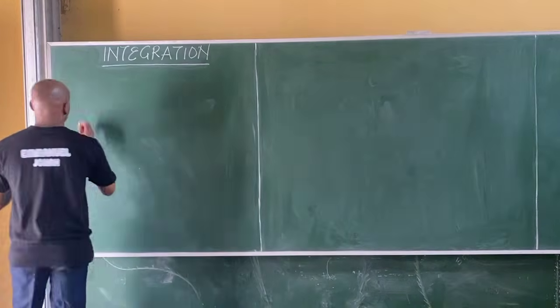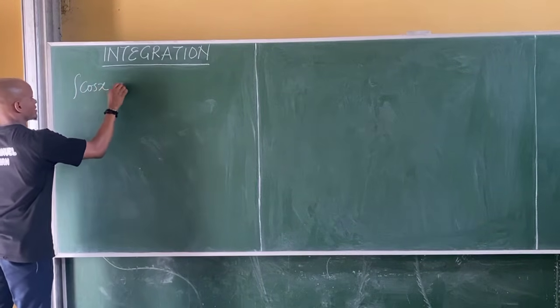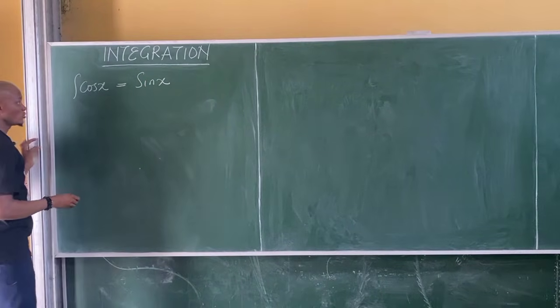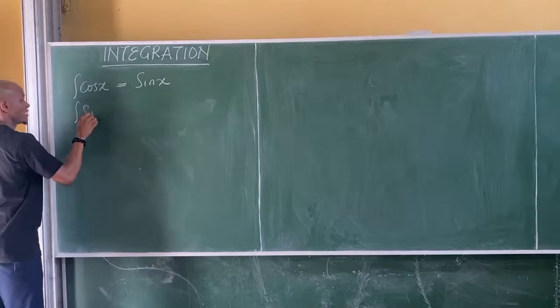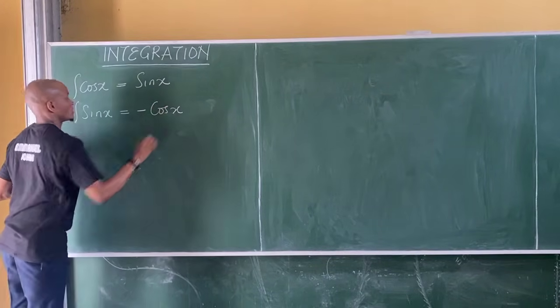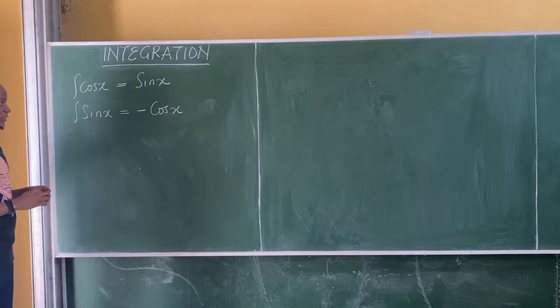Number one, if I integrate cos x, I will have sine x. Also note that if I integrate sine x, I will have minus cos x. Alright, note these two. We use these two in doing some solvings.